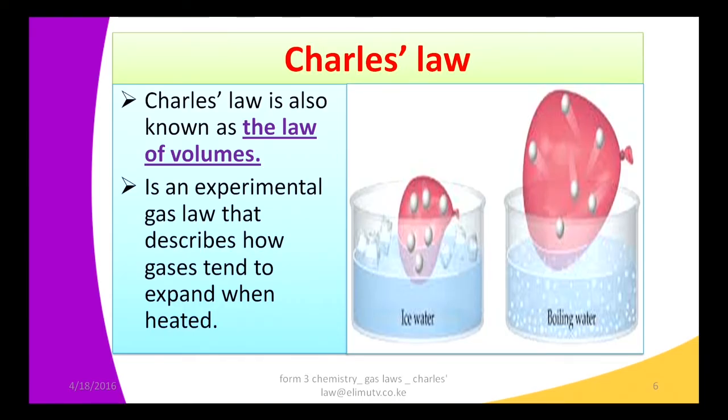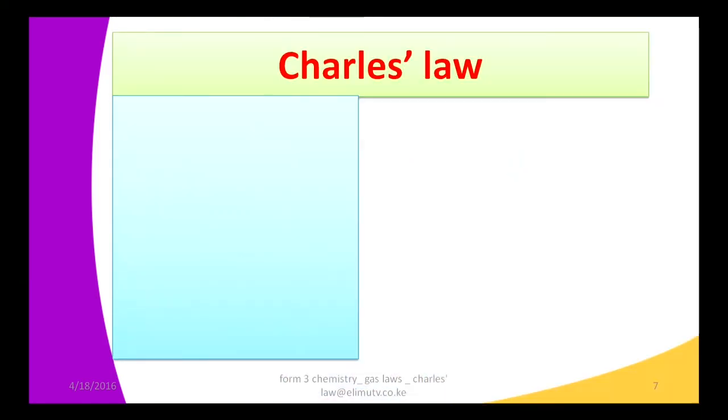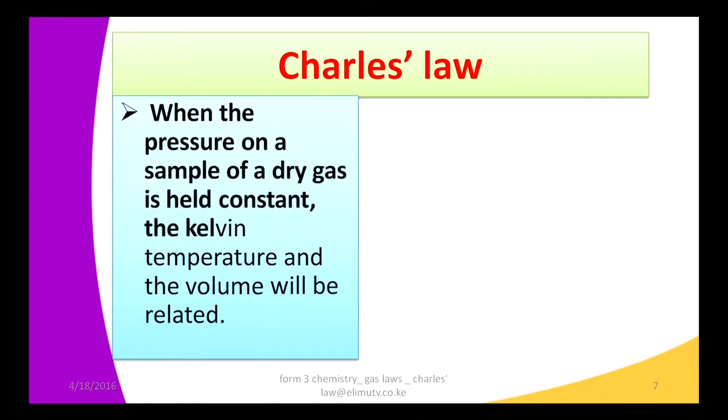So Charles' law: when the pressure on a sample of a dry gas is held constant, the Kelvin temperature and the volume will be related. The gas must be dry, so that when we take the volume of the sample of the gas and relate it with its temperature, they are related in a way.